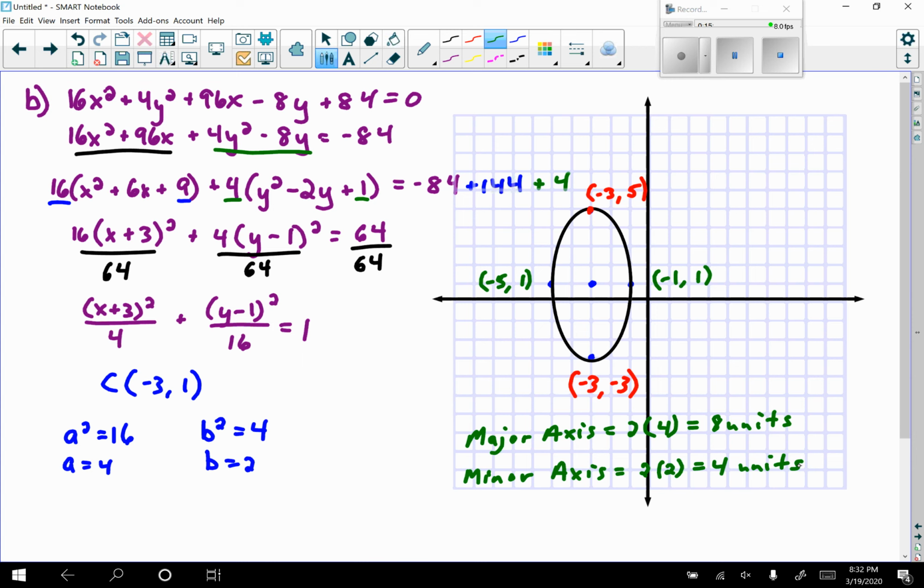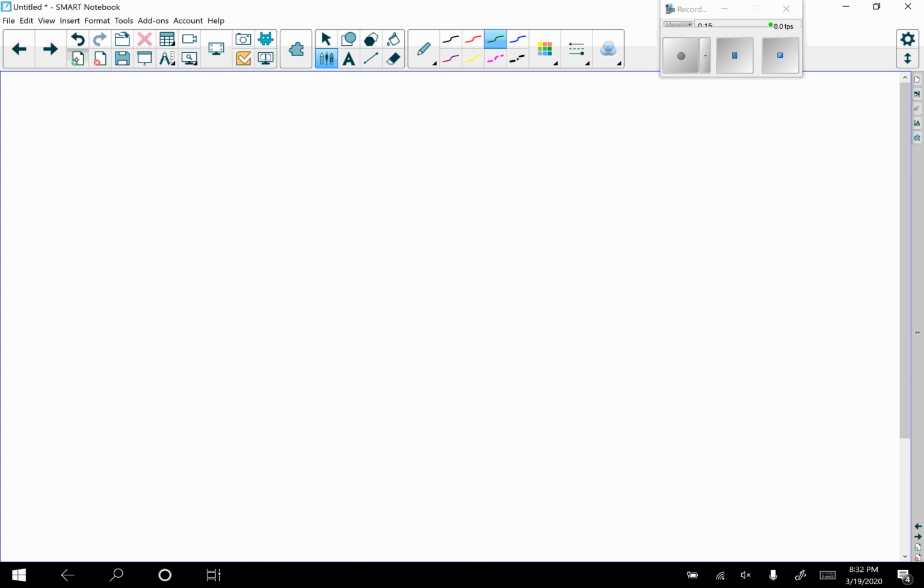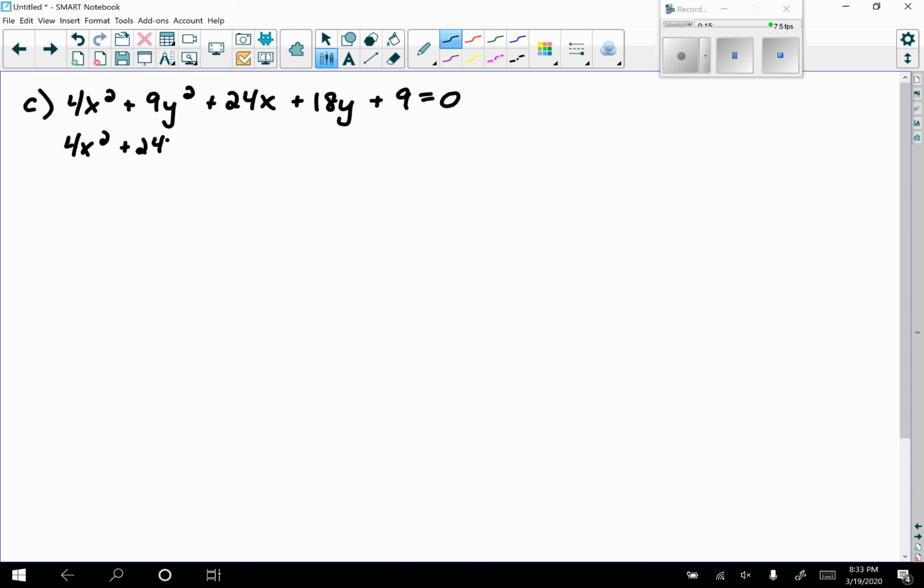Right, now we just have one more to take a look at. Starting with 4x squared plus 9y squared plus 24x plus 18y plus 9. Like the last two, we first want to get our x terms together, so 4x squared plus 24x, then our y's together, 9y squared plus 18y equals negative 9.